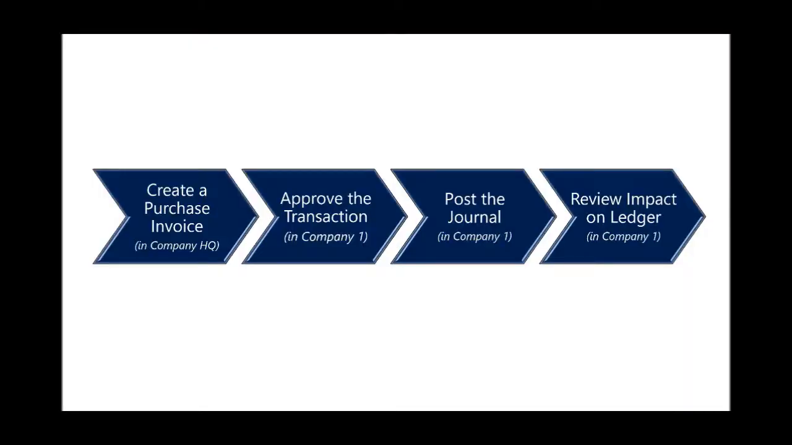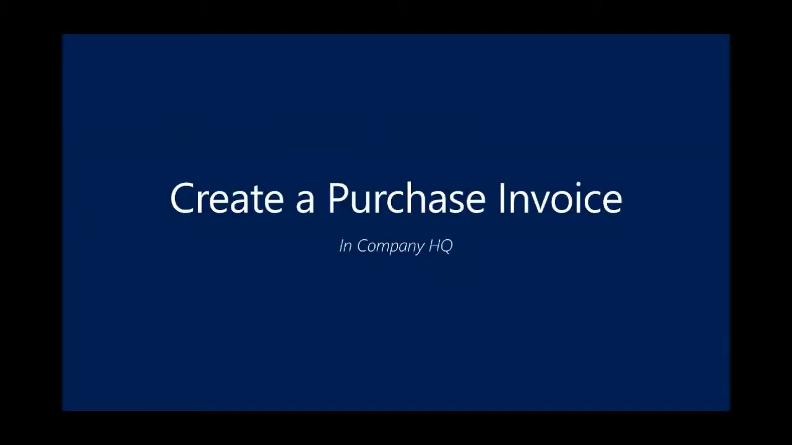So in this scenario, we will create the purchase invoice, and we will do that in the headquarters company. Then I'll log in to company one to approve the transaction. We'll post the journal entry while still logged into company one, and then review the impact on the ledger.